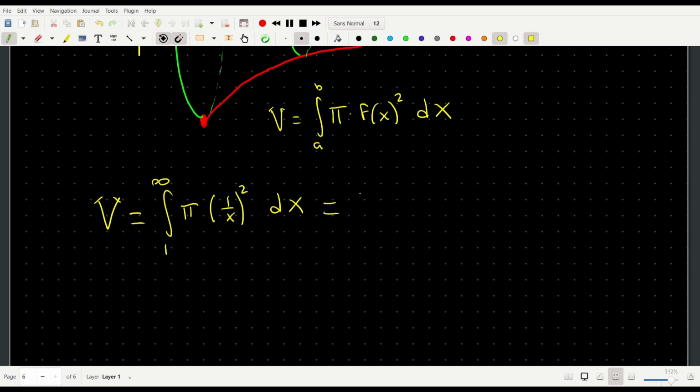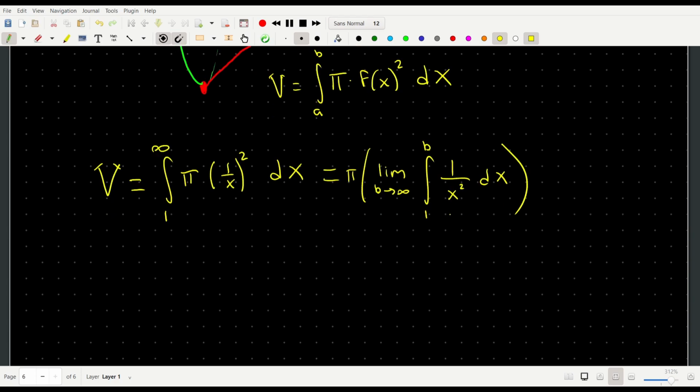So we know that this is the limit as b goes to infinity of the integral from 1 to b. The pi will come out because it's a constant. This is now just the integral of 1 over x squared dx. And we already know from our previous example that this is going to be a finite value. It's going to converge to a finite value because we're integrating 1 over x to the power alpha, where alpha is greater than 1 on an interval from 1 to infinity.